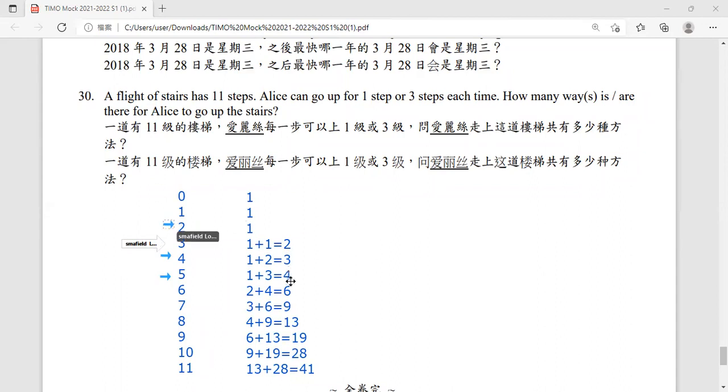So it's just some addition rule. For step 6, you have to come from step 5 and step 3. So you add the 2 totals, you get 6 here. So you just continue the addition.